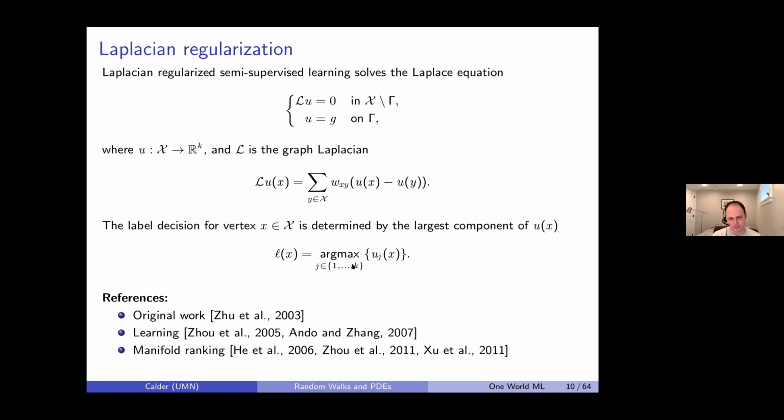Once you solve the equation, you decide on the class membership for each node by looking at the component of this vector valued function that's largest at each node. You can think of the function u of x as some kind of vector of probabilities that x belongs to each class, although they don't actually sum to 1 in this case. The original work is by Zhu, Ghahramani, and Lafferty in 2003, and this is one of these very widely cited papers that's had a huge influence on the field since then. Here I reference a few papers, but there are tons of papers in graph-based learning which use ideas that came from this seminal work.